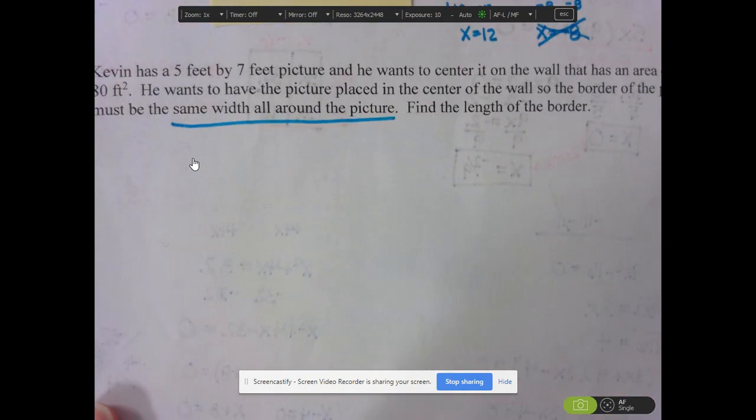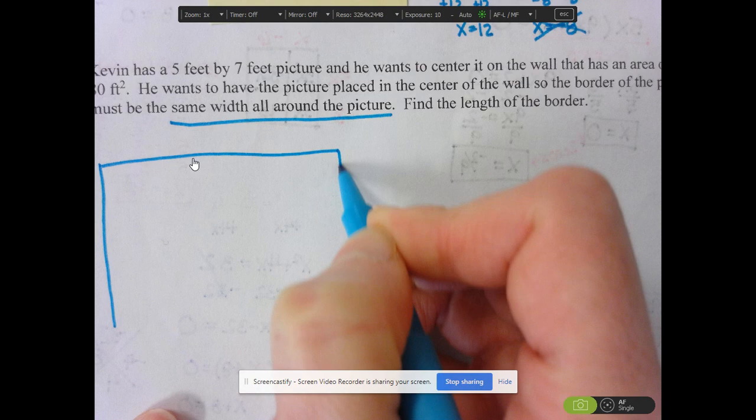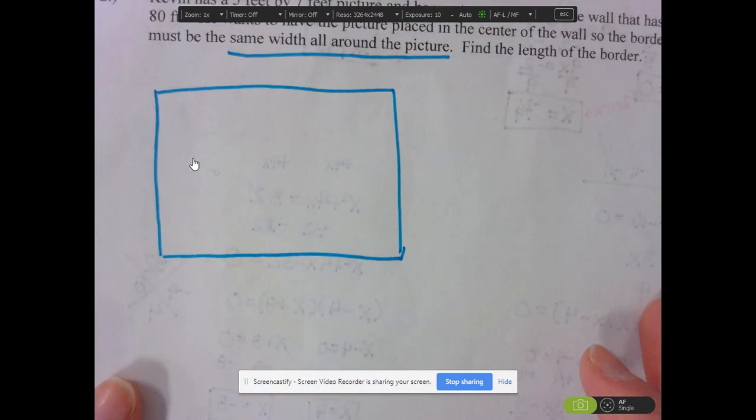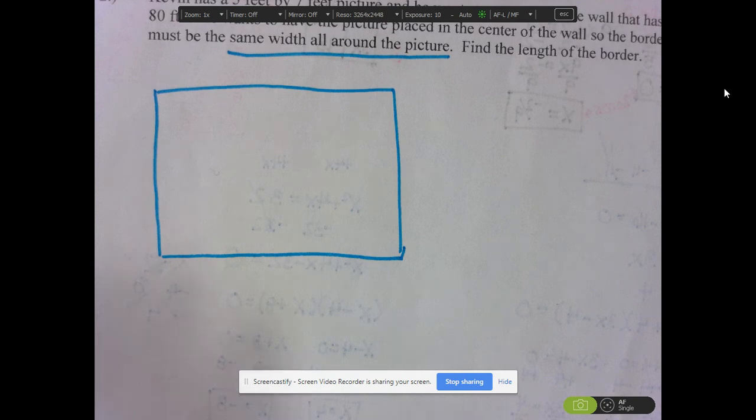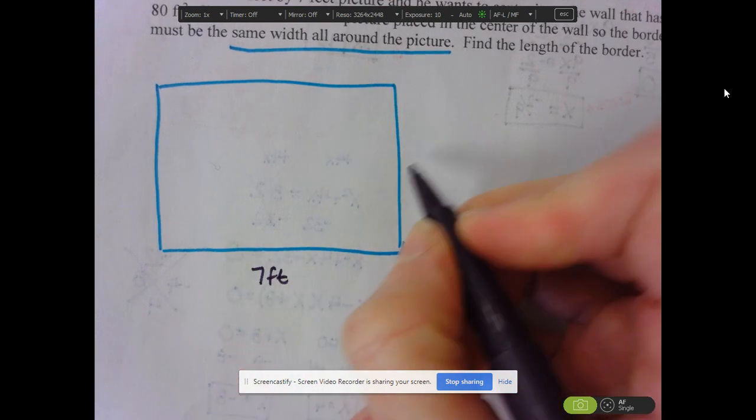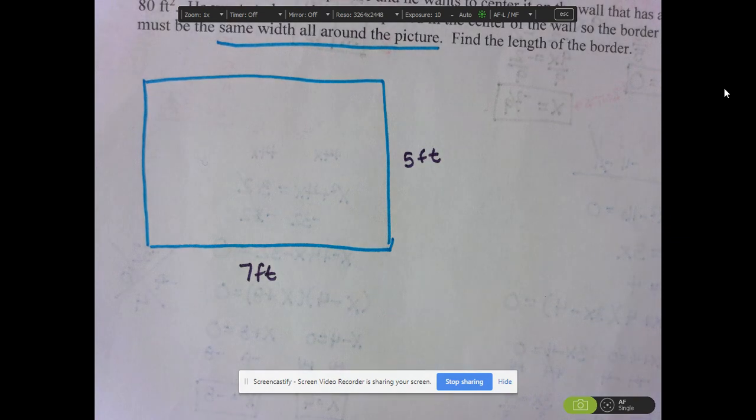So if he has a wall, I'm going to draw a picture of the wall. What are the dimensions of this wall? 5 by 7. So I'll make the 7 feet the bigger side. I'll make the 5 feet the smaller side. It does not matter who you want to declare as the length and who you want to declare as the width.